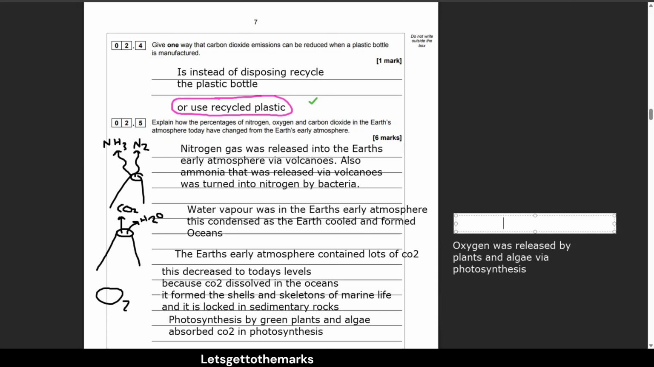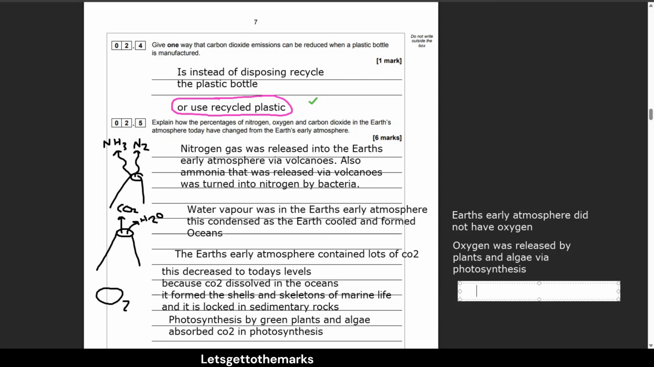Earth's early atmosphere did not have oxygen. And we say that it was anoxic, without oxygen, that means anoxic. It isn't anoxic anymore. It's about 21% oxygen. And that was released by plants and algae during photosynthesis. So oxygen has increased.